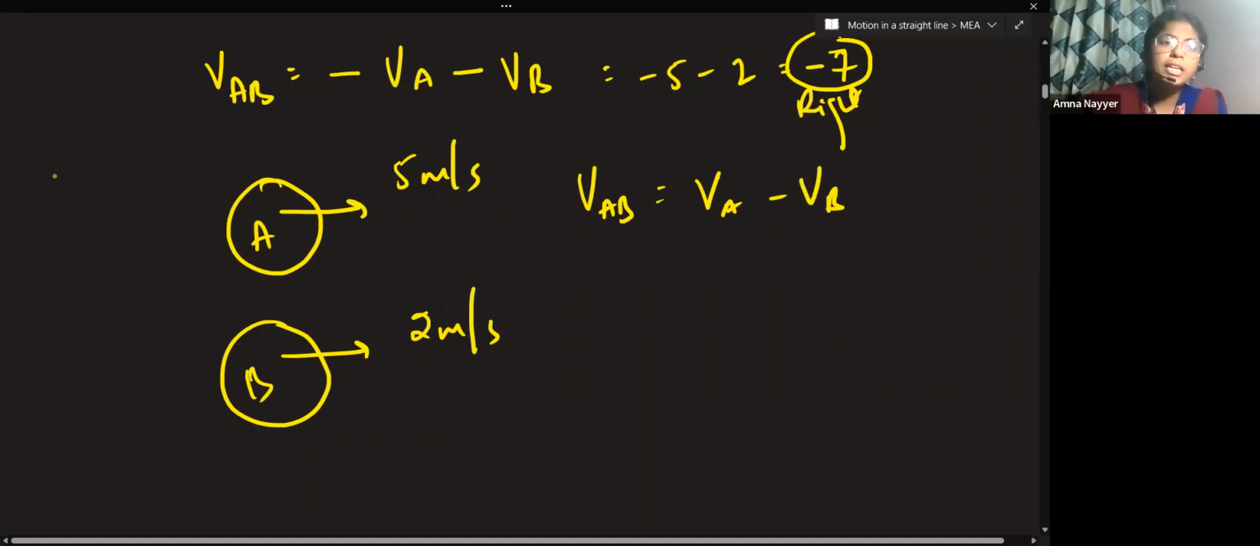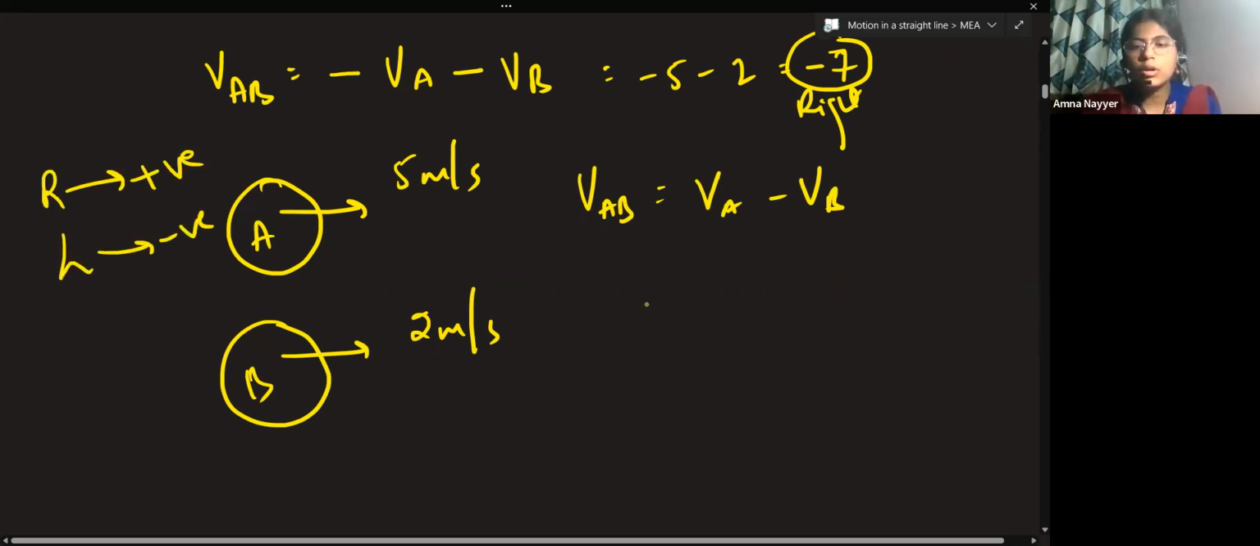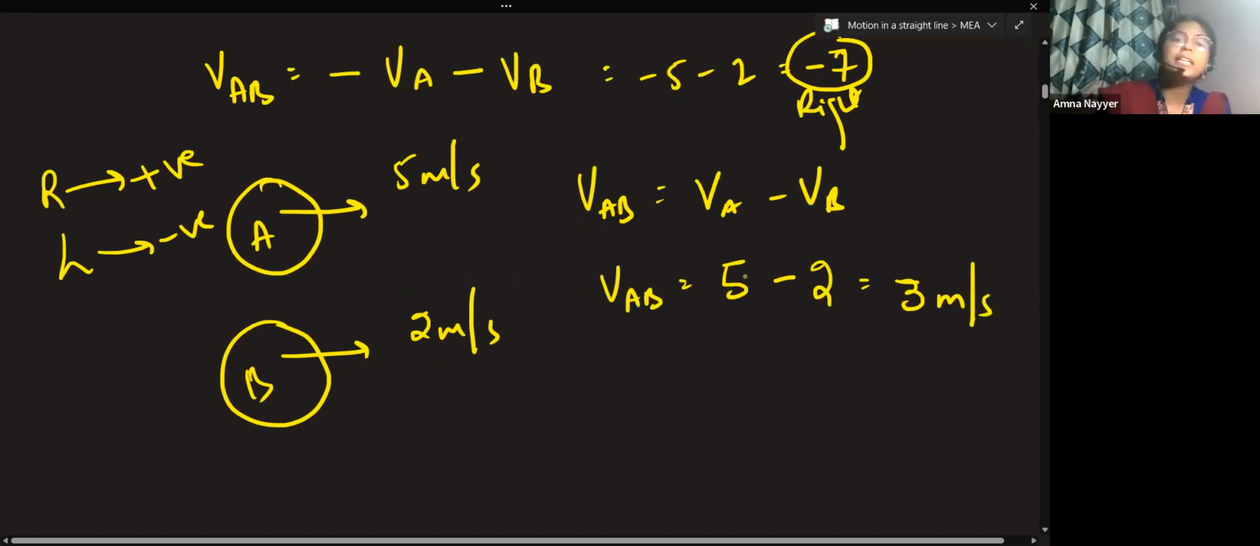Now let's say I have taken right as positive and left as negative. So what would the answer be? Right is positive, so this becomes 5 minus 2, which also becomes positive. So my answer is positive 3 meter per second. It shows net movement is towards right because I have chosen right as positive.